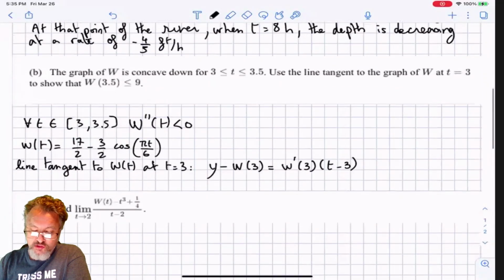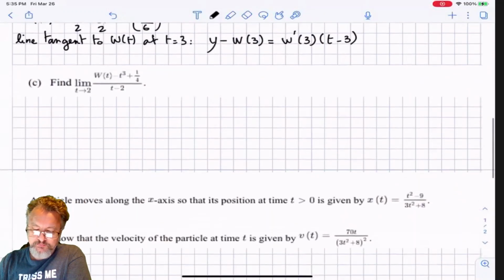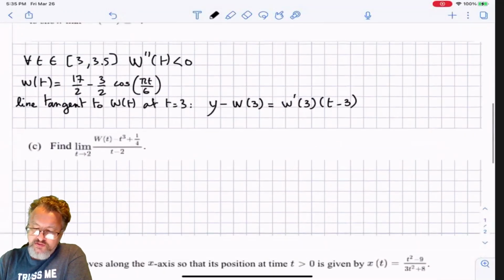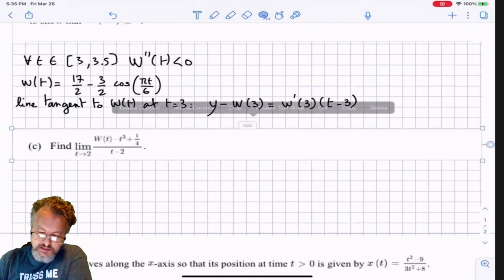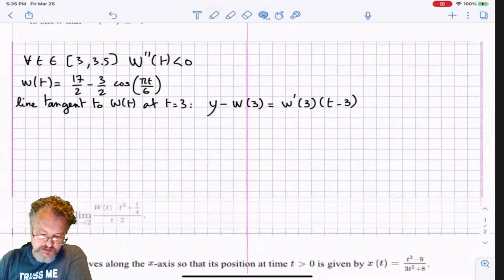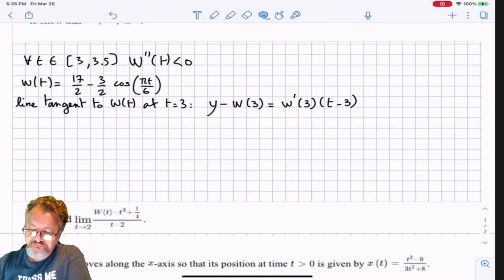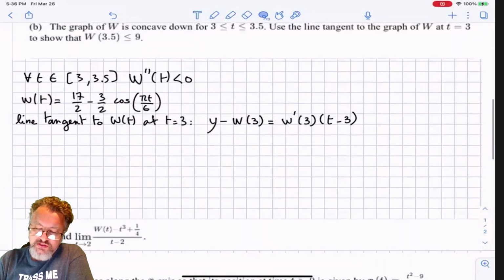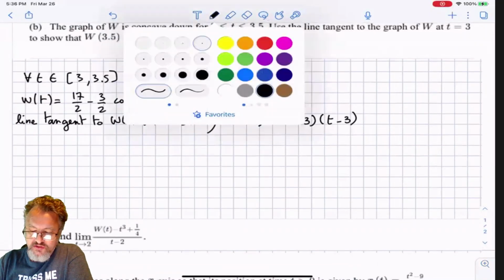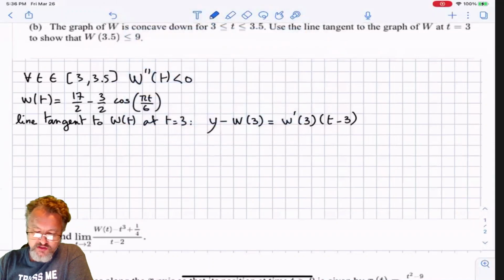Okay, this is just the point slope form right here. Since I'm going to run out of room right here, I'm just going to take this and move it down to have a little bit more room. There you go. Okay, so since the function W(t) is over there, we can find W prime.